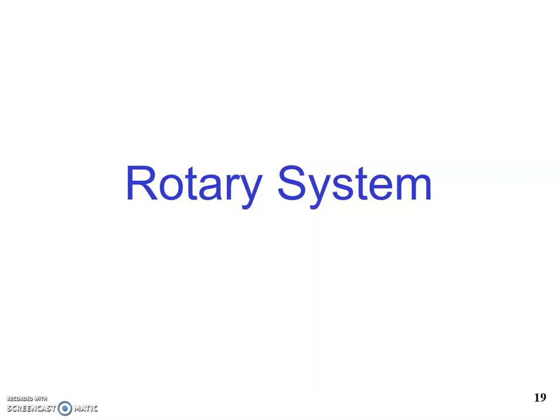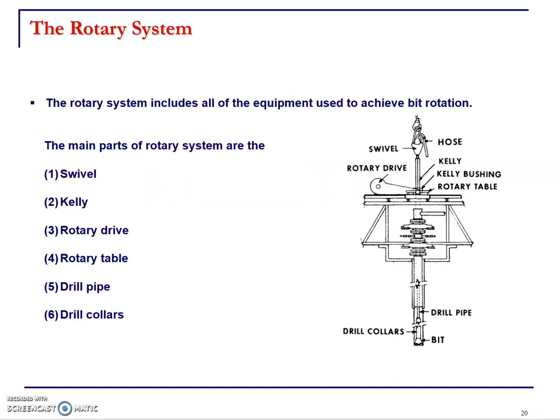Hello everyone. In this video we're gonna start talking about the rotary system. So we discussed so far the power system, hoisting system, circulating system, and now we're gonna talk about the rotary system. The rotary system includes different equipment. The goal of the rotary system is to provide rotation, as the name implies, for the drilling bit, and once the drilling bit rotates, the rock is cut and then you can drill forward, right?